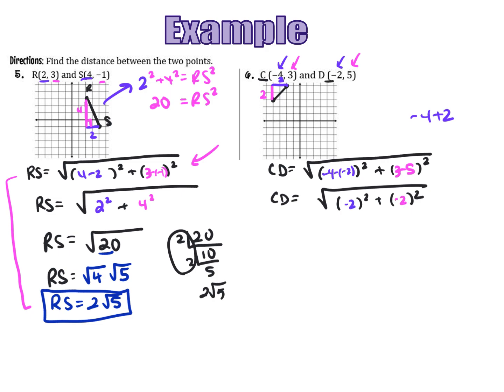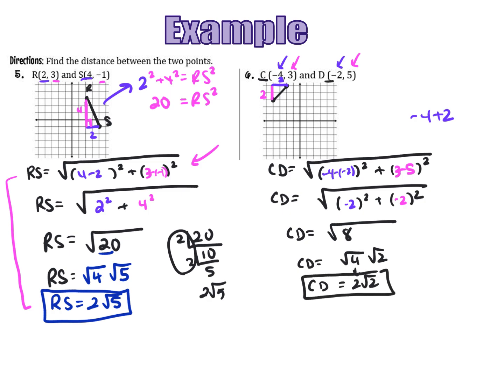3 minus 5 is negative 2. So we're going to end up with the square root of 4 plus 4, or the square root of 8. Again, 8 is the same thing as 4 times 2, and I'm breaking it into 4 times 2 because I know that the square root of 4 is 2, and I can simplify this radical to be 2 times the square root of 2.